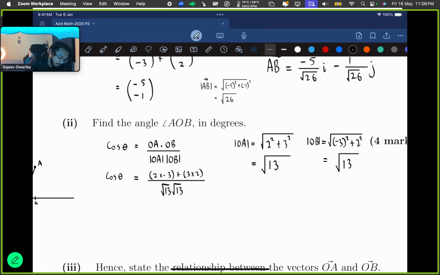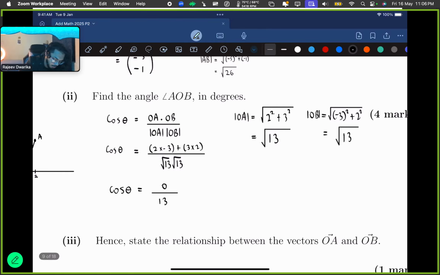You don't need to simplify that since we already got 0 on top, but we're going to simplify it anyway. So cos theta is equal to 0 over 13, so cos theta is going to be equal to 0. And if you find theta, where you get the cos inverse of 0?